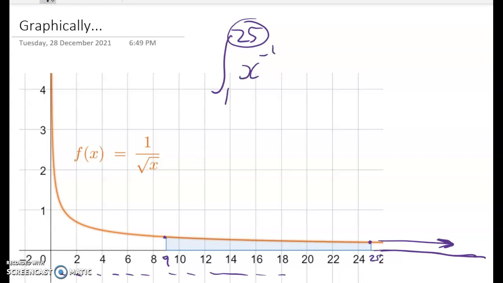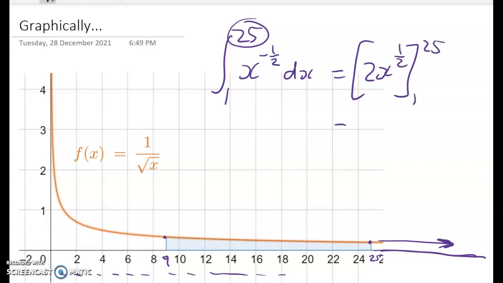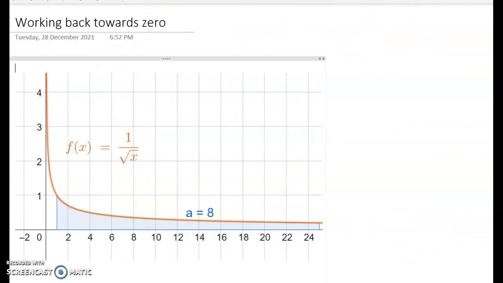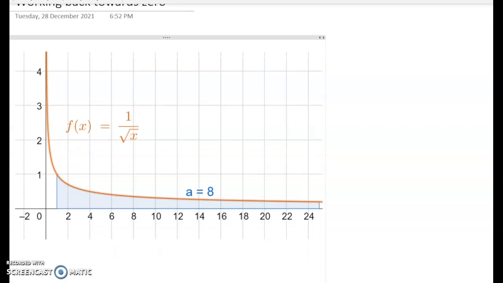And we've already done this work. So that gives me, again, this. And when you evaluate that at those two limits, you get 2 root 25 minus 2 root 1. So that gives me 8. So that's the first integral there. So that's between 25 and 1.